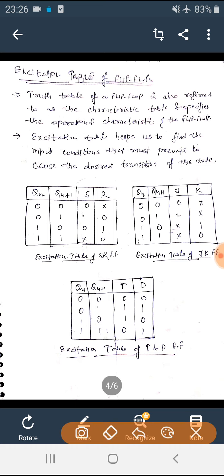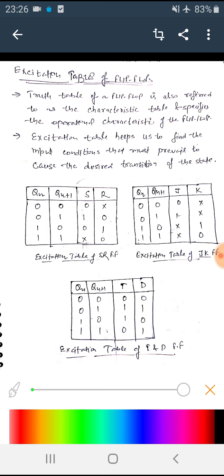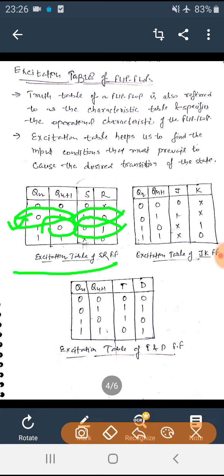So this is the excitation table of the SR flip-flop. If it was 0 and we want the state to change to 1, what are the possible combinations of S and R? S should be 1 and R should be 0. This we can derive from the truth table. And if the initial state was 1 and the next state is 0, our inputs must be 0 and 1.